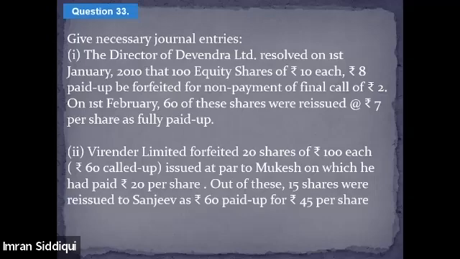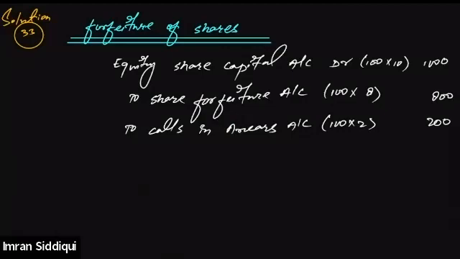So on 100 shares, investors have already paid 8 per share. They did not pay the final call only. So we can just multiply 100 with 8, right? So 100 into 8 will be 800. Is that clear? And then the remaining amount which is not paid, which is arrears, will be credited to calls in arrears account. 100 into 2 will be credited to calls in arrears account. This is the journal entry for the forfeiture of shares.